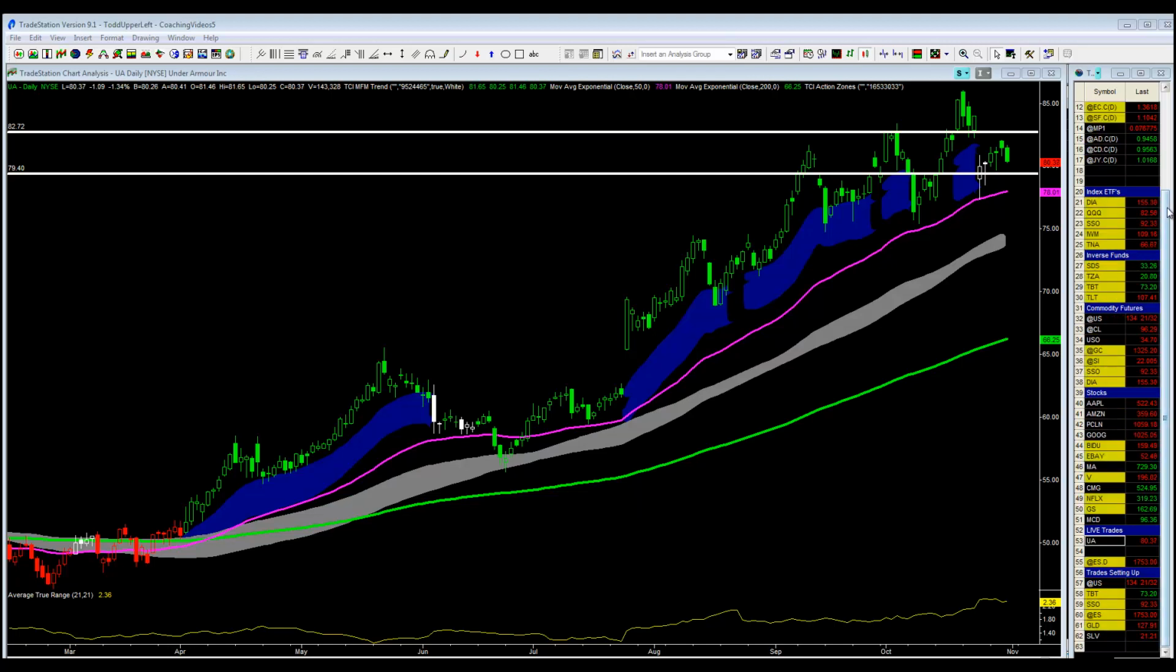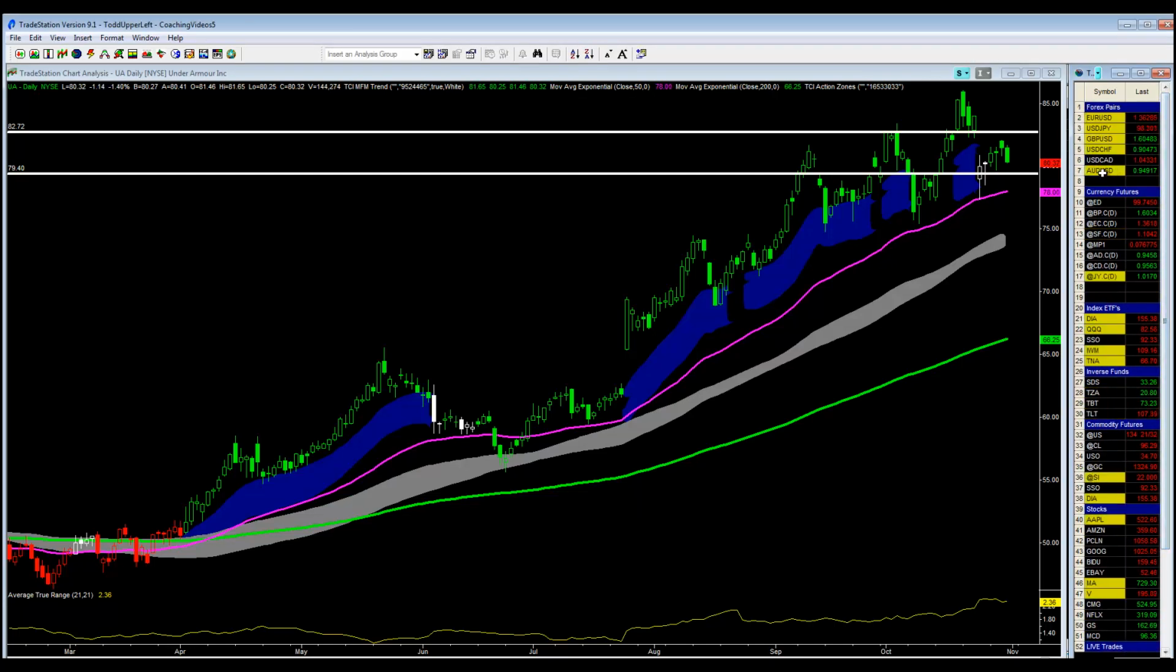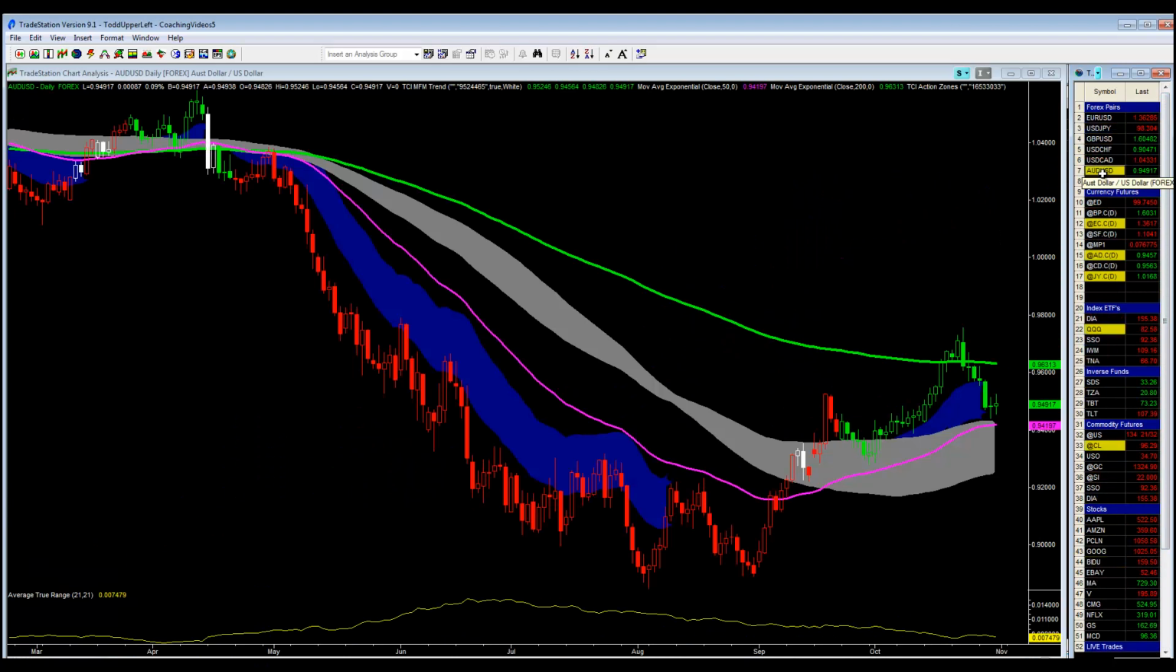There is a good lesson to learn on the Australian dollar, US dollar chart, and let me show you what that lesson is and how you can use 2 time frames to really time your entries pretty well. This is a forex currency pair, symbol AUDUSD. This is the daily chart right now.